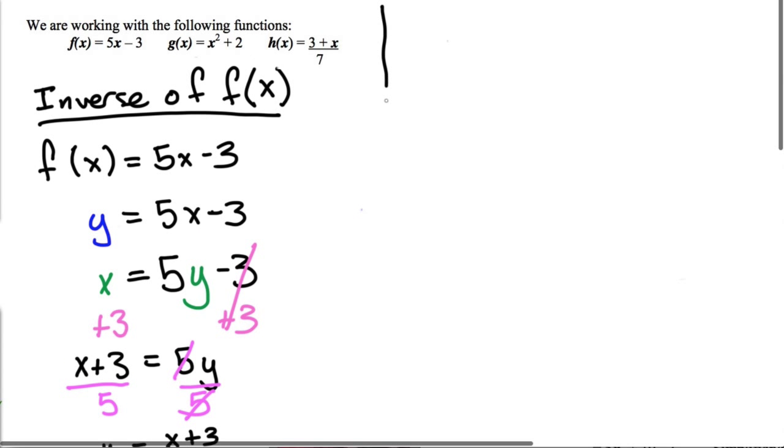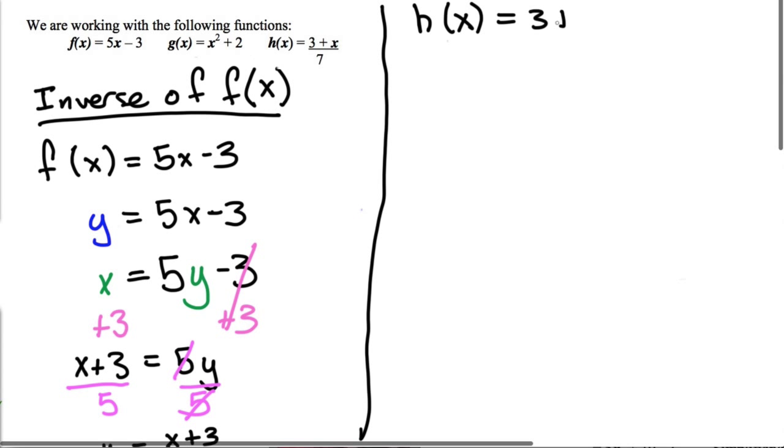Okay, so now let's do the inverse of h of x. So h of x is 3 plus x all over 7. Now we're going to perform the same exact steps here. We're going to first replace h of x with y. So y is equal to 3 plus x all over 7. Okay, now the next step is to swap x's and y's.